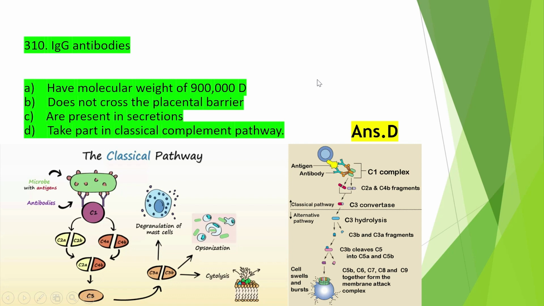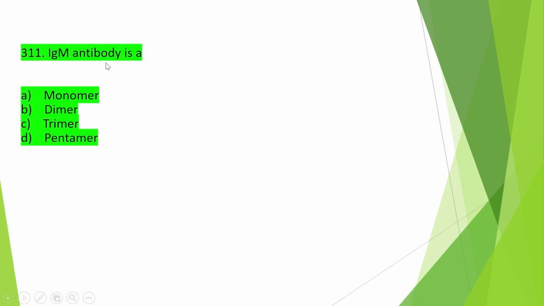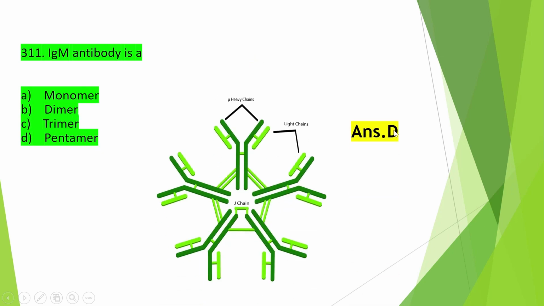Okay, so move on to the next question, that is, IgM antibody is a monomer, dimer, trimer or pentamer, and the right one is option D, that is pentamer. So IgM antibody is a pentamer. So here we can see this is the pentamer of antibody, and here they are connected with each other by J chain.